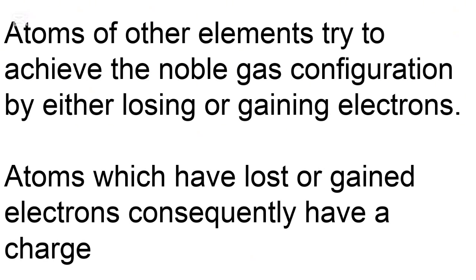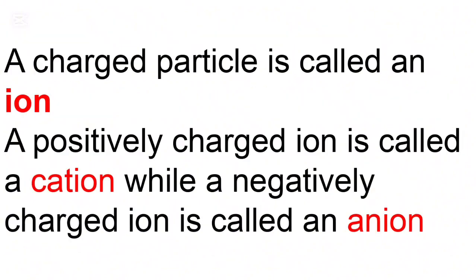From there, we can now define what an ion is. A charged particle is called an ion. So these atoms which are trying to attain a stable configuration, the moment they lose or gain electrons, they form a charged particle, which is what we are calling an ion. Now, an ion can either be positively charged or negatively charged. A positively charged ion is called a cation, while a negatively charged ion is called an anion.